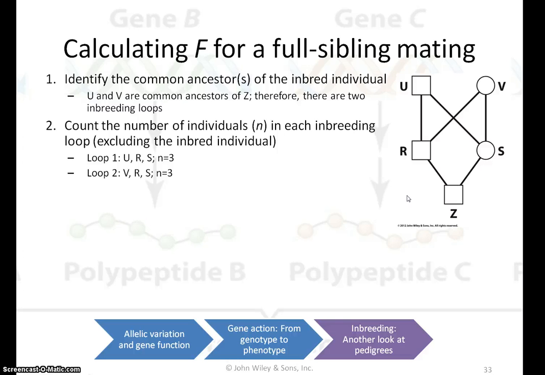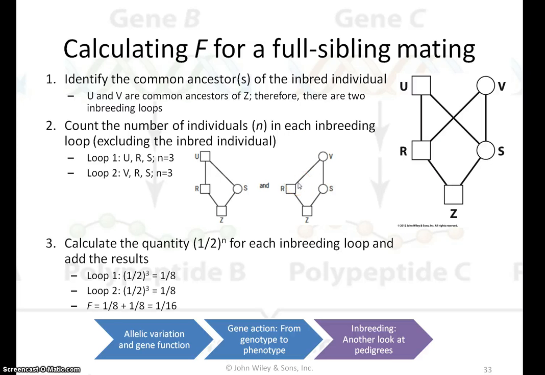Okay, so now we have to count the number of individuals in each inbreeding loop. For loop 1, this is two loops, actually, and remember, there's two loops because there's two common ancestors. There's three individuals: 1, 2, 3. Remember, we don't count the inbred individual. Okay, now we calculate this quantity for each inbreeding loop and add the results.